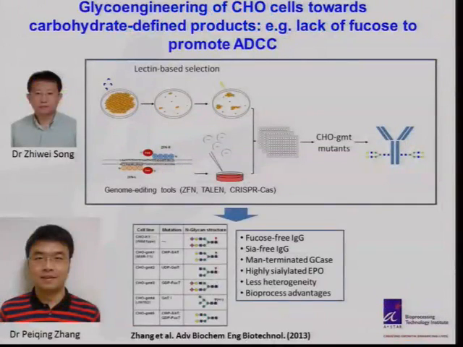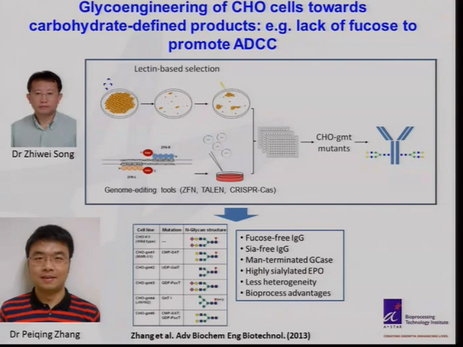So now I'll just show you how you can use some of this technology. I talked yesterday about glycoengineering CHO cells and other cells for that matter to get carbohydrate-defined products. So these genome editing tools that we have in Singapore, those zinc finger, TALEN, and now CRISPR, which is probably what everybody's going to use. And so what Song Sui and Pei Ching were able to do was to develop these cell lines that were producing fucose-free IgG, sialic acid-free, man-terminated sugars, highly sialylated EPO, and there was much less heterogeneity. And obviously in bioprocessing, if you want homogeneous glycoforms, then this is very important.